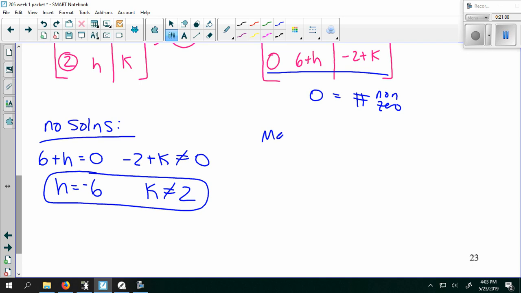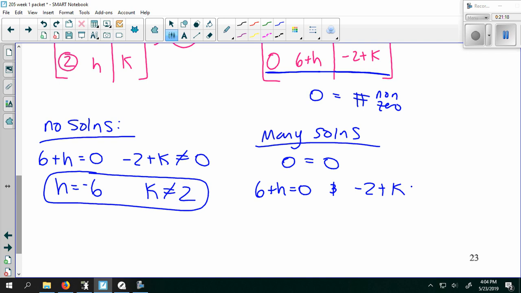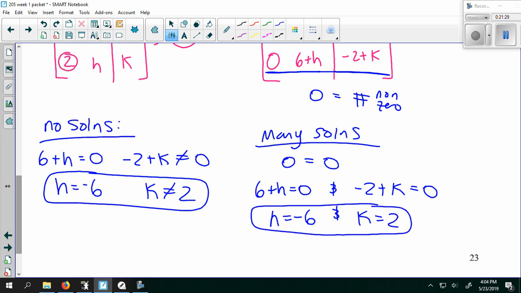Infinite solutions, or many solutions, happen when you get 0 equals 0, right? So 0 equals 0 in that last row. That would give you many solutions. So that happens if 6 plus h is 0 and -2 plus k is 0. So h is -6 and k is 2. So that's the many solutions.